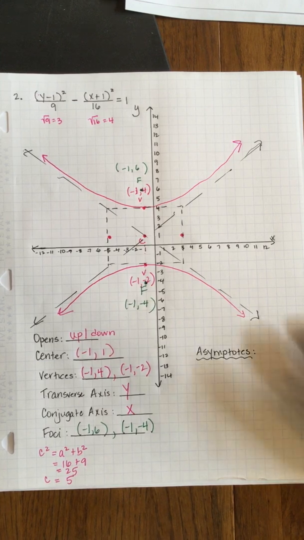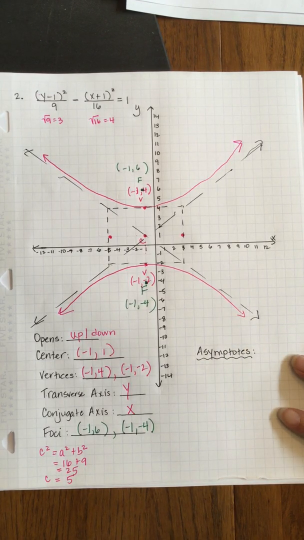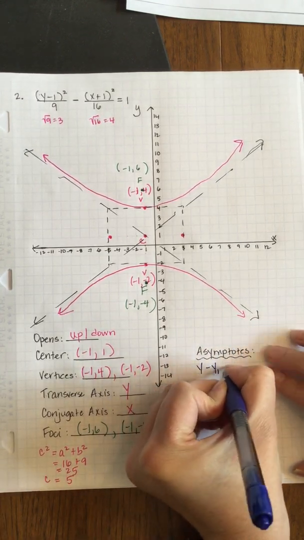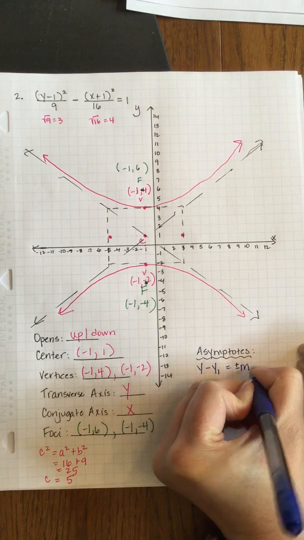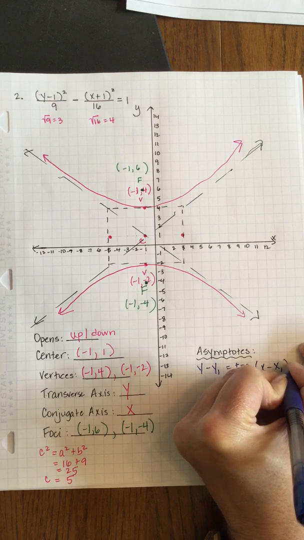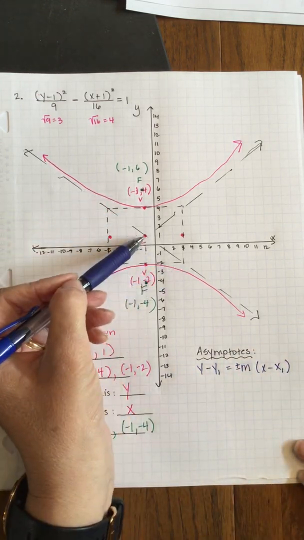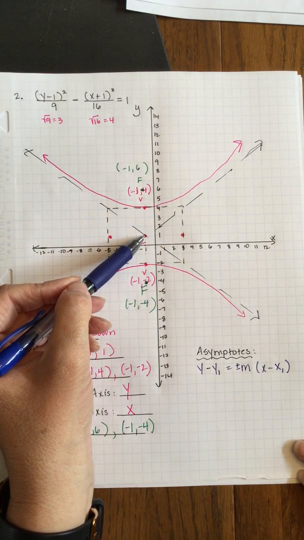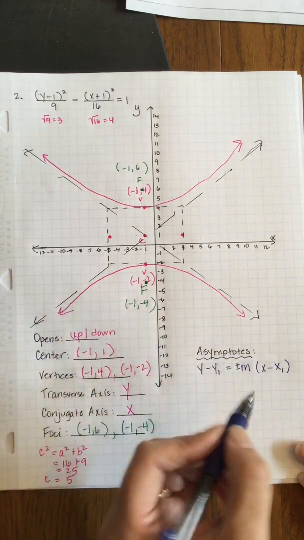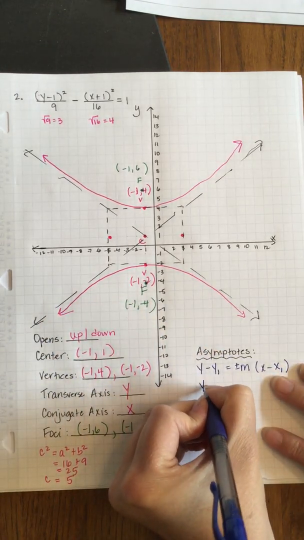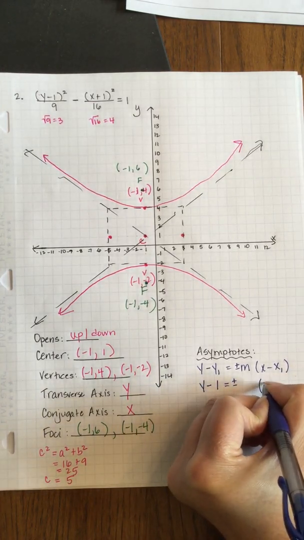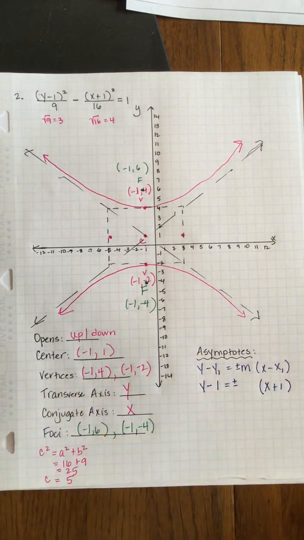Okay, the last thing that we need to do is we need to go after our asymptotes. So your asymptotes, remember, y minus y1 is equal to plus or minus your slope times x minus x1. So as you recall from the last one, the point that both of these share is going to be the center. So we're going to plug the center in for our x and our y. So it's going to make this y minus 1 is equal to plus or minus, we'll fill in the slope in just a little bit, and then this is going to be x plus 1.